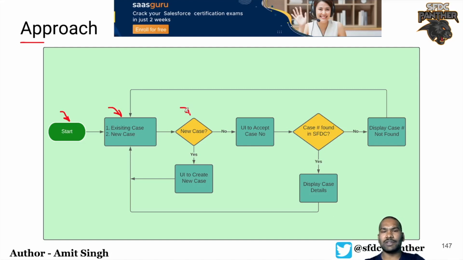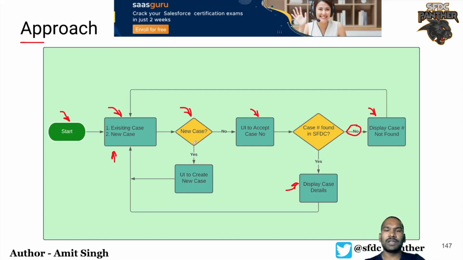If they say they want an existing case, you need a UI to accept the case number, an input which will accept the case number, and then you look for the case number in SFDC. If the case number is not found, display that the case number was not found. They click on next and get back to the same screen again. If the case number is found, display the case details, such as the description, status and priority, and then again get back to the same screen where they can check the status of a case or create a new one.